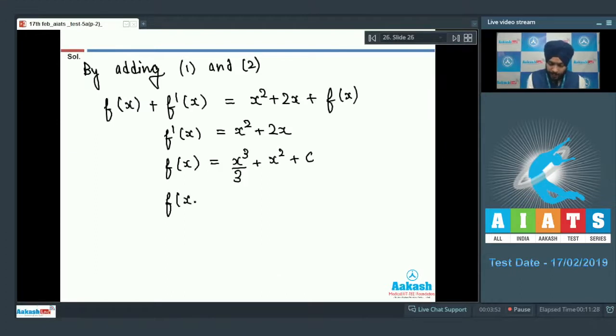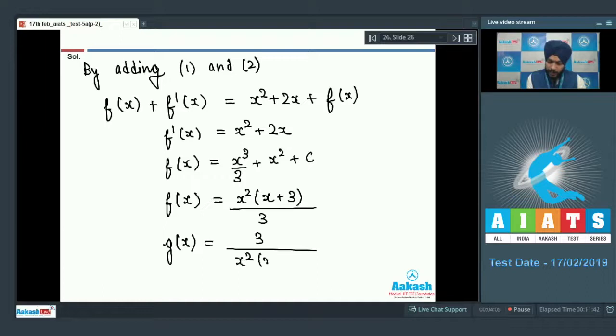So ultimately f of x is x square into (x plus 3) whole divided by 3. So that means g of x, that is 1 upon f of x, is 3 upon x square into (x plus 3). We are required to talk about the points of discontinuity. It is discontinuous at 2 points, at x equals 0 and at x equals minus 3.